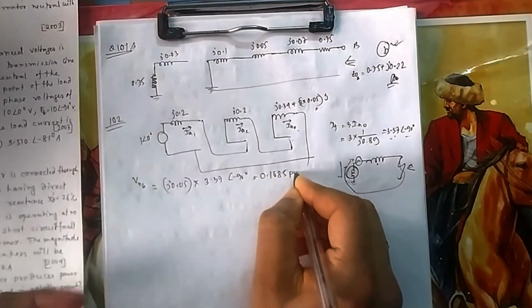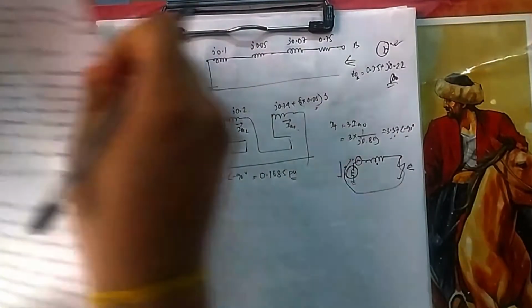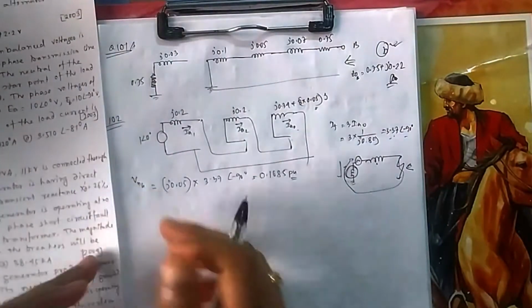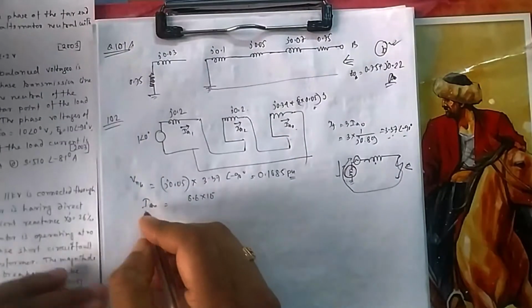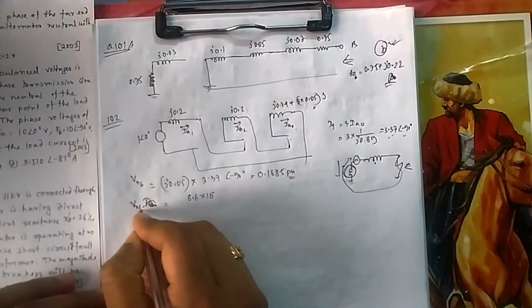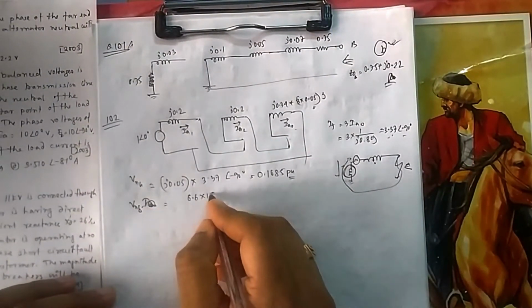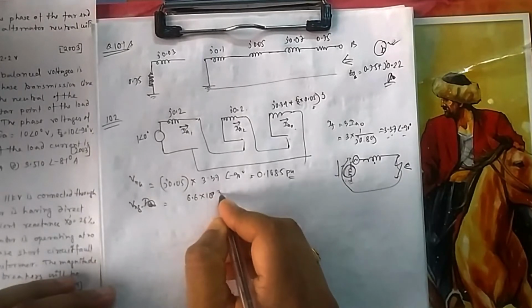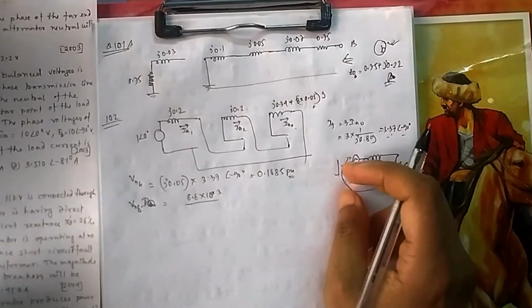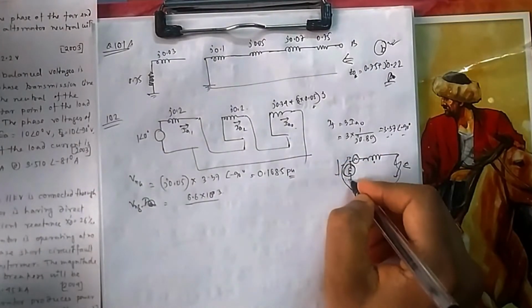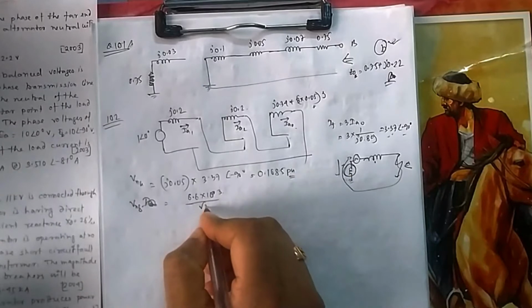per unit. So if they want it in actual value, you have to multiply by base. Now what is I base here? No, they are asking the voltage, so it is V base. So this is VNG in actual value, so it will be V base, 6.6 into 10 to the power 3. But this is line voltage and this is phase voltage, particularly phase from this to ground, so divided by root 3.